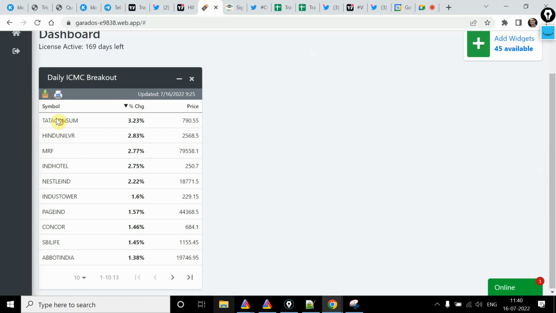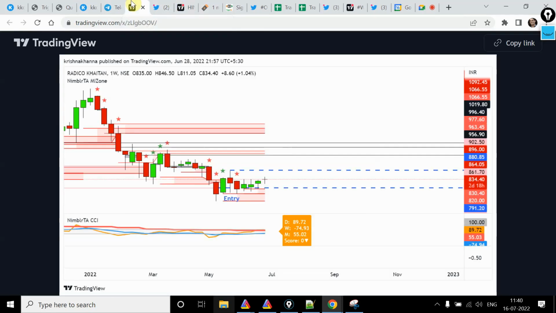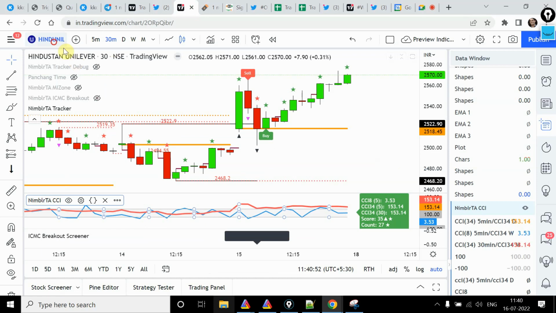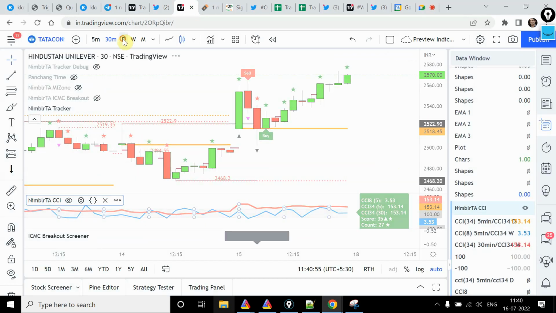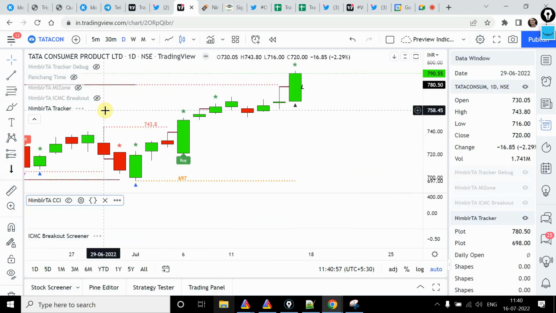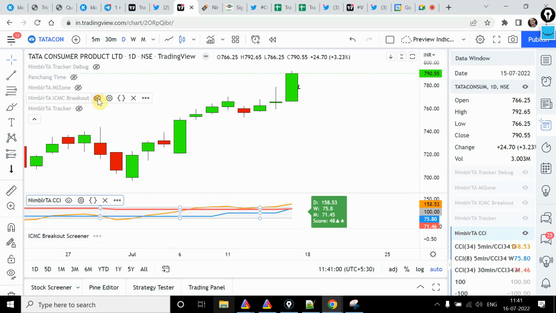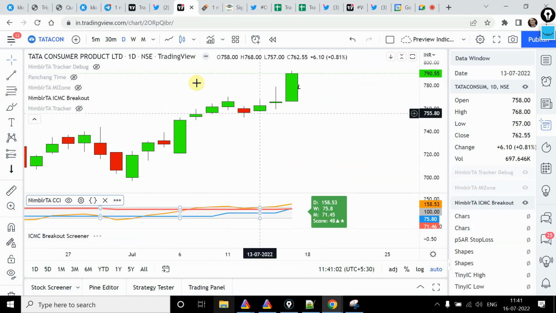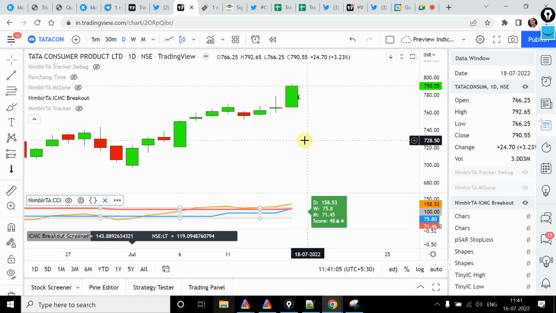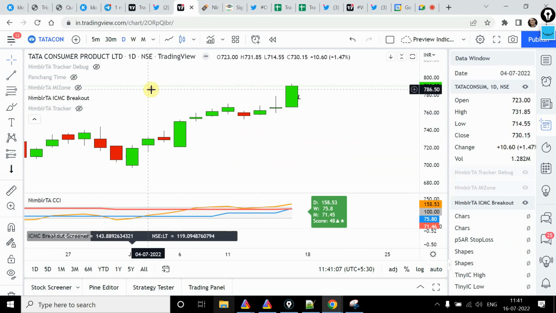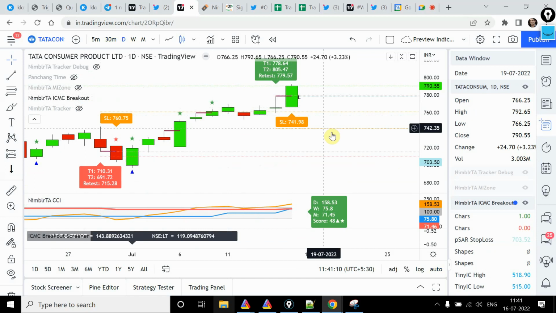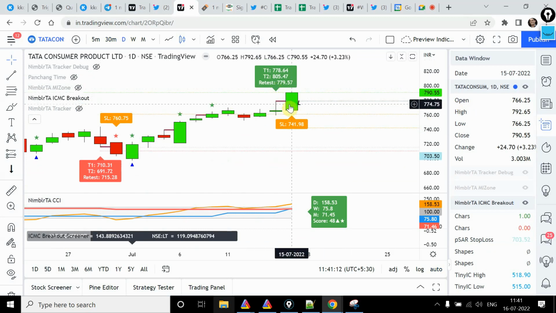I see Tata Consumer has given an ICMC breakout on a daily basis. I will go to my TradingView account and check Tata just to verify whether it is true, and at this moment I can apply the ICMC breakout as well. If I apply that, I would get information on what the ICMC breakout is actually giving. So it has given an ICMC breakout, which is true information as per the real-time dashboard.